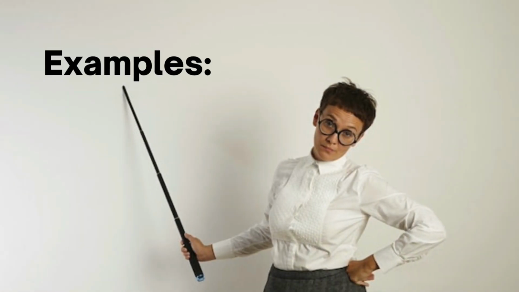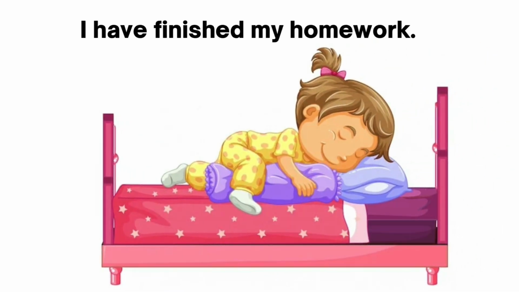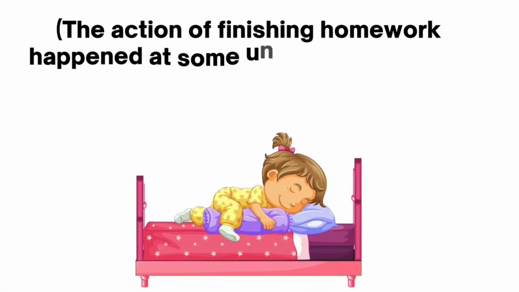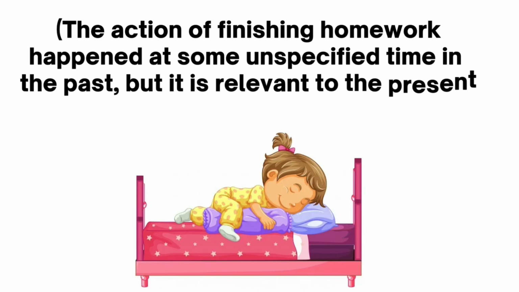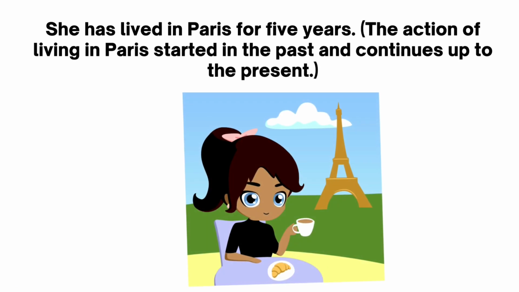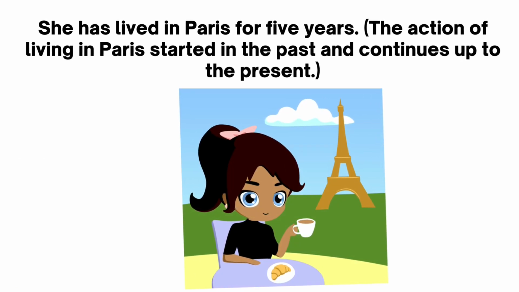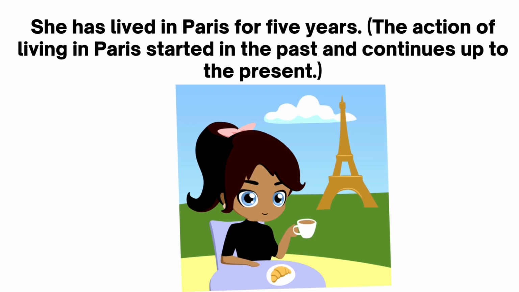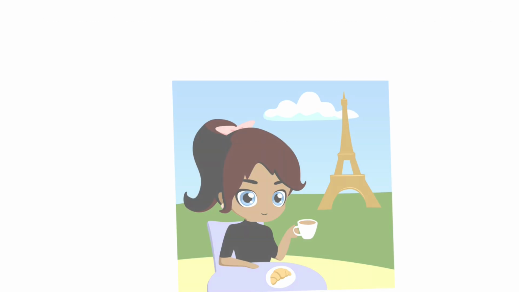Examples: I have finished my homework. The action of finishing homework happened at some unspecified time in the past, but it is relevant to the present moment. She has lived in Paris for 5 years. The action of living in Paris started in the past and continues up to the present.